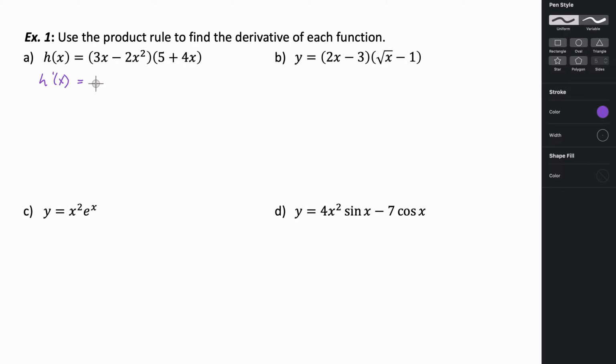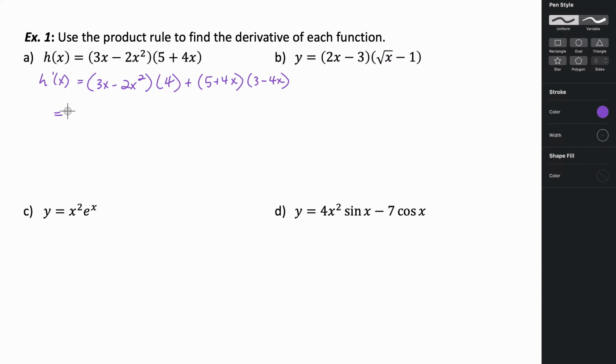So h prime of x would be the first, so 3x minus 2x squared, times the derivative of the second. The derivative of 5 plus 4x would just be 4, because we have a constant and then a linear term. And then plus the second function, 5 plus 4x, times the derivative of our first. So the derivative of the first term is just 3, and the derivative of the second term is negative 4x. Now we just do a little bit of algebra.